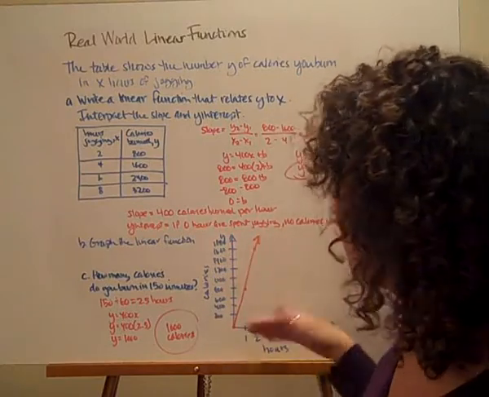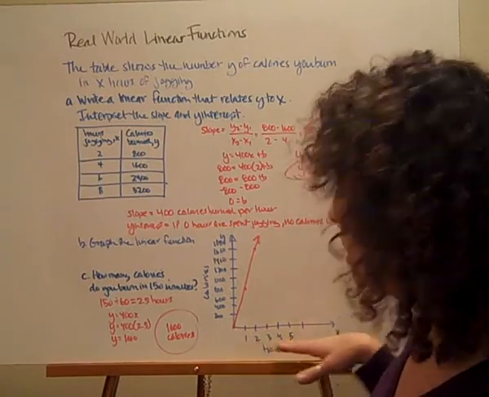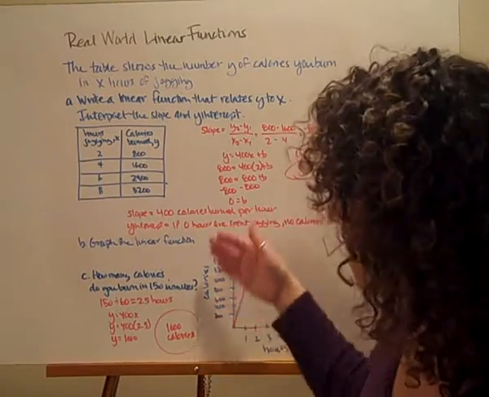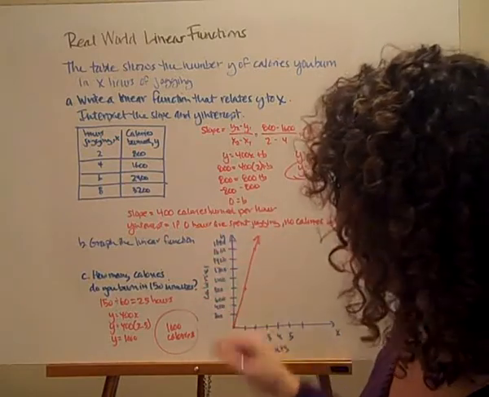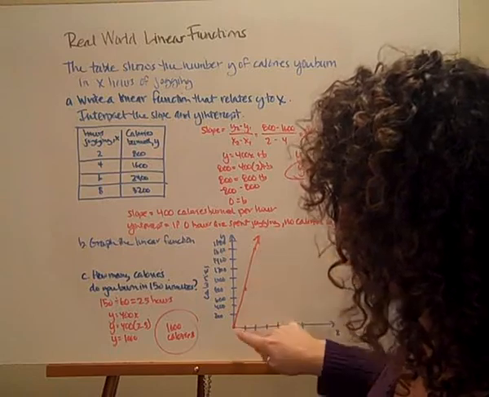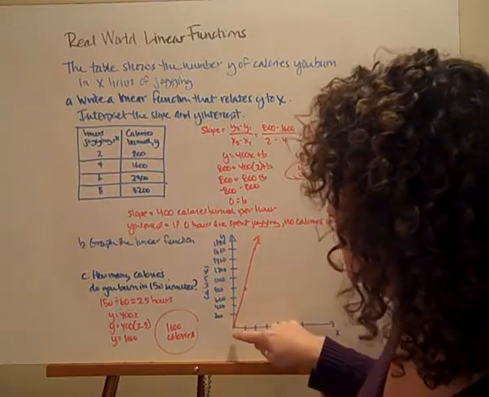We also want labels. So my x-axis, which is my independent variable, we're going to do hours. My y-axis, which is my output, my dependent variable, is calories. And then I'm going to write those ordered pairs. I did include my y-intercept of 0, 0 on there, and that's what my line looks like.